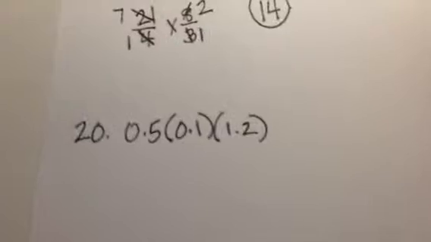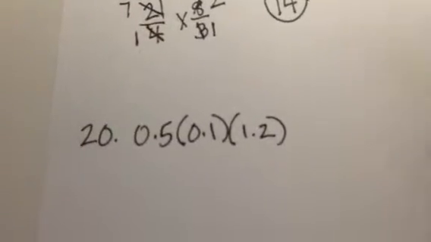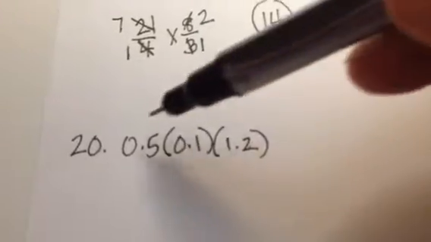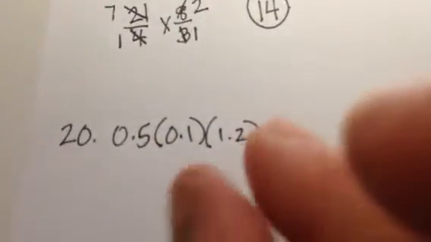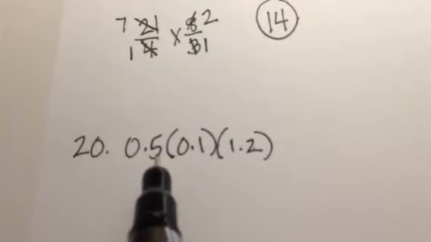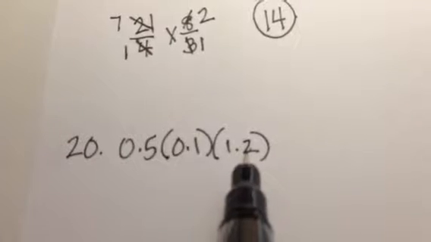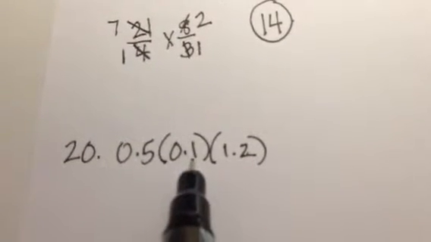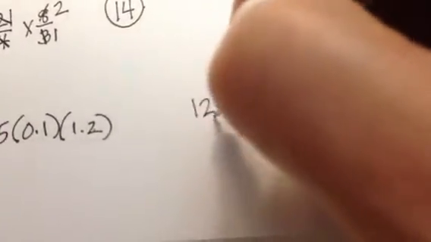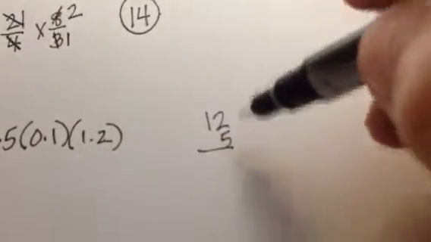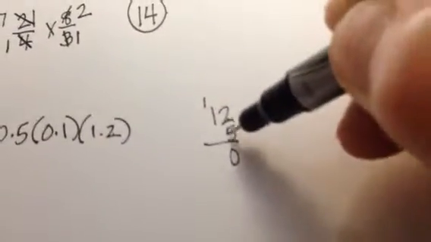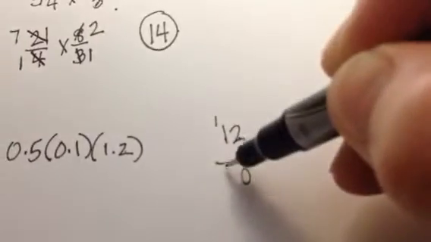The last question for test review 13. 0.5 times 0.1 times 1.2. Remember, when the numbers are all mushed together like this, it just means multiply. Now my trick is just to take the numbers, don't worry about the zeros, don't even worry about the decimals right now. So 5 times 1 is 5. 5 times 12, you should know that, but if you don't, look. It's going to be 60. How do I know that? Well, 5 times 2 is 10. Carry the 1, 5 times 1 is 5 plus 1 is 6, so 60.